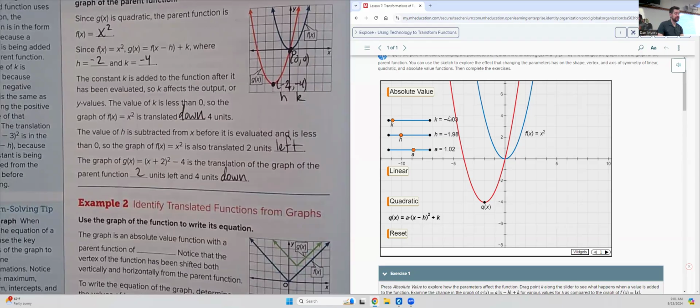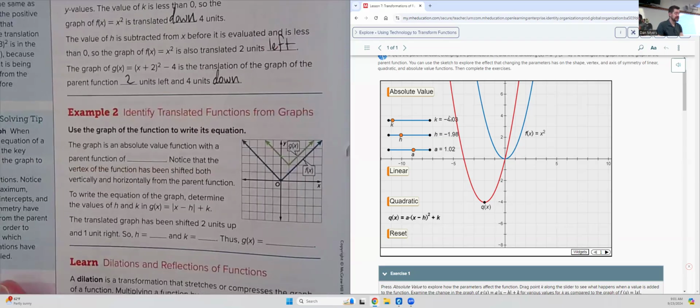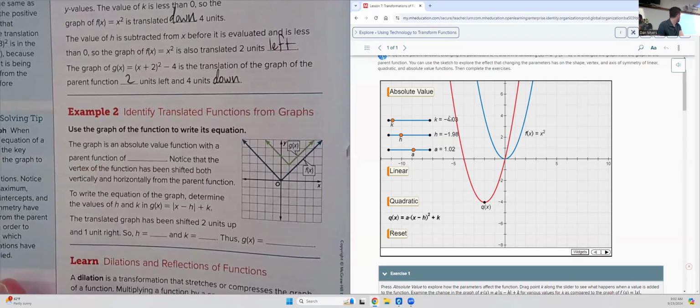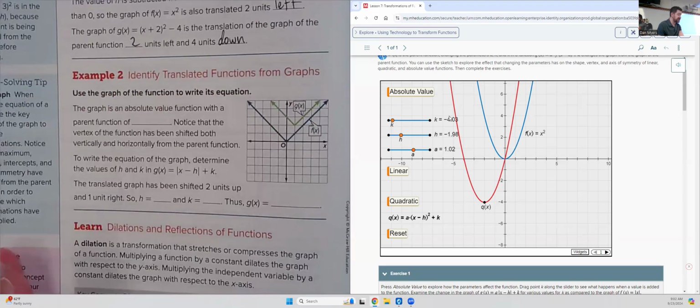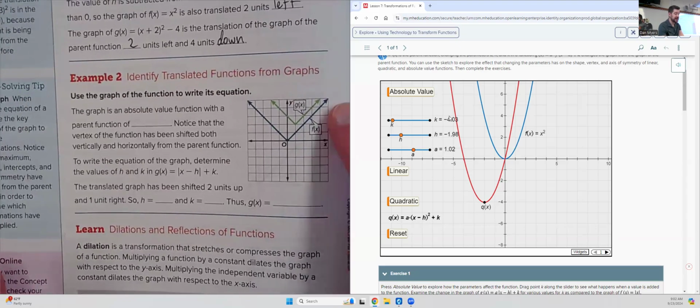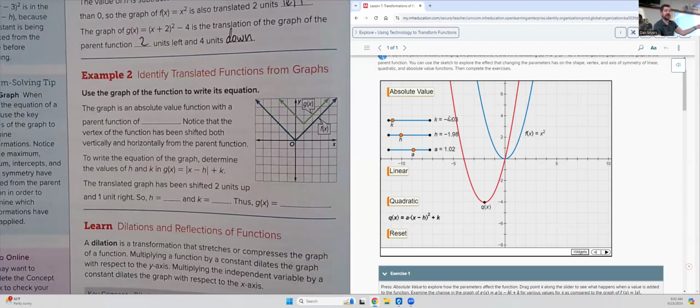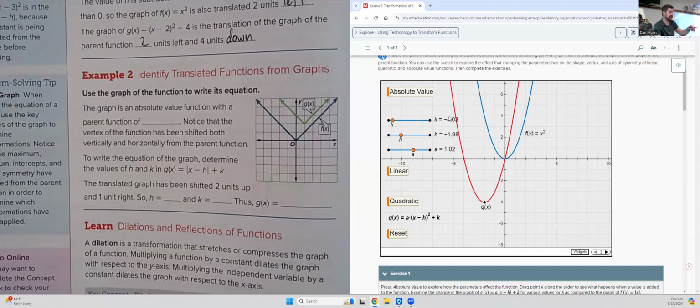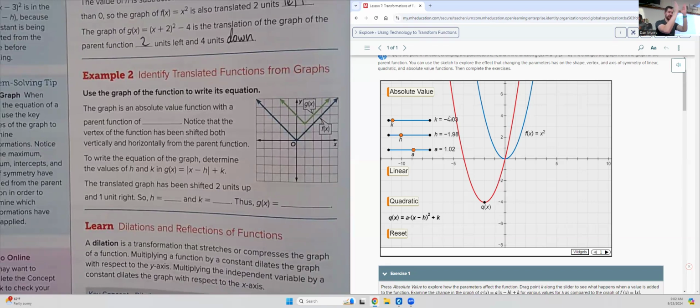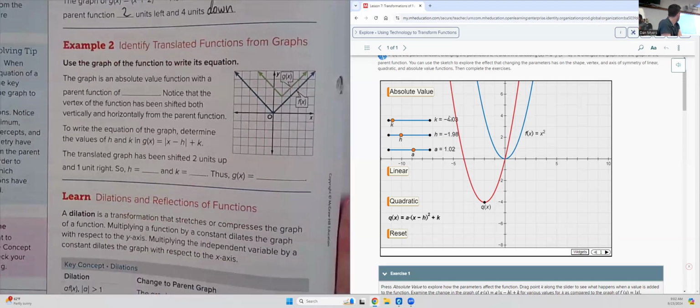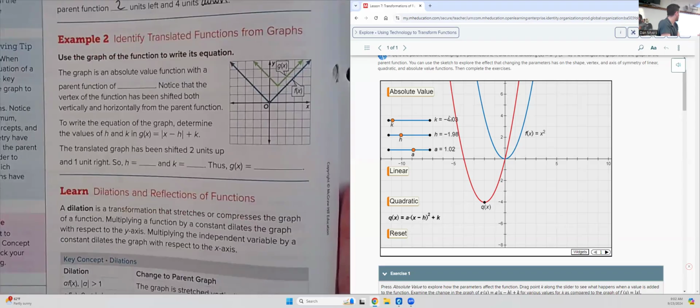Let's take a look though. Identify translated functions from graphs. So now we've got ourselves the parent function in blue and the transformed function or translated function. By the way, a transformation is any change to a function. A translation is a movement, just moving it around. There's no reflections, there's no changing of the width or flipping it upside down. A translation is just a movement. So use the graph of the function to write the equation.